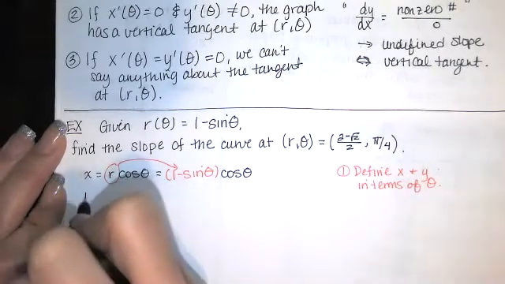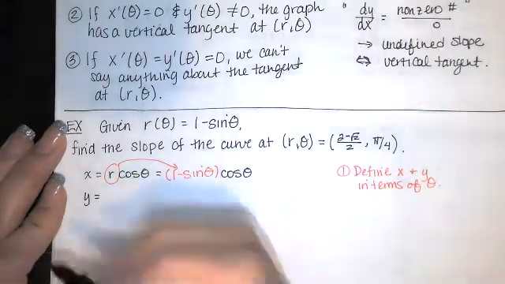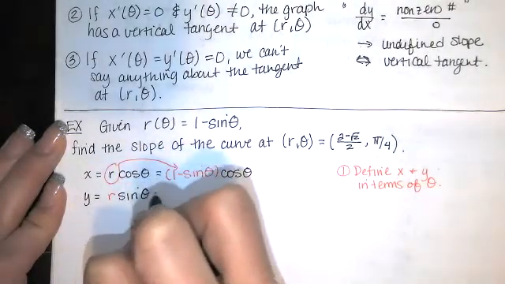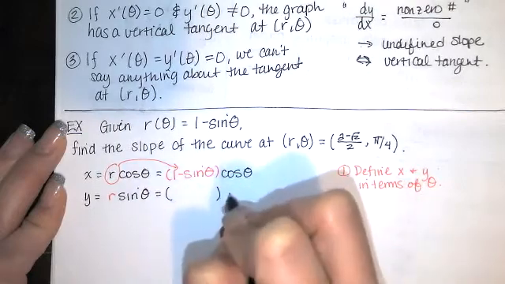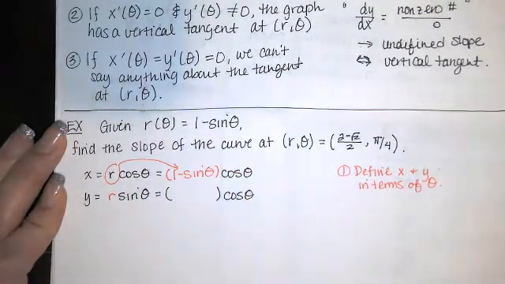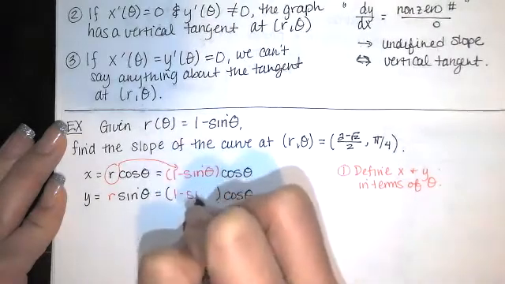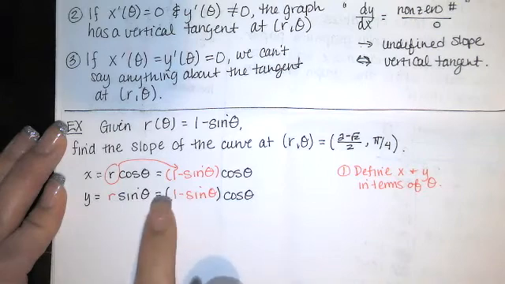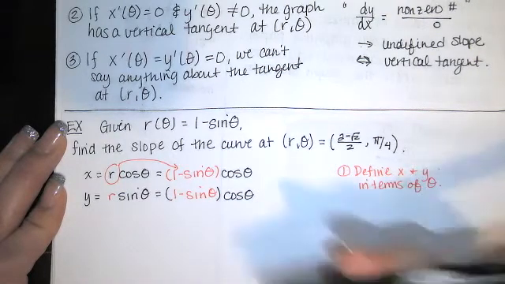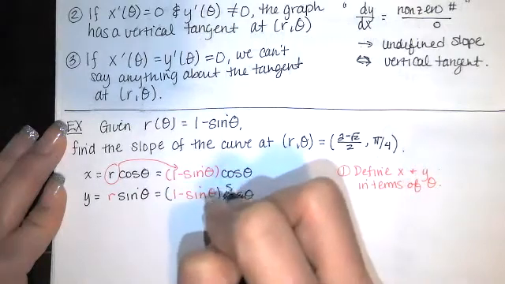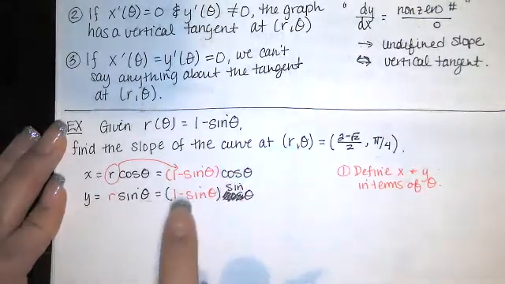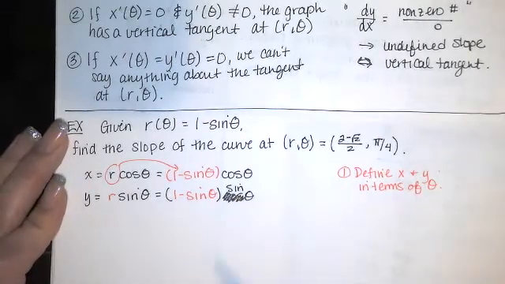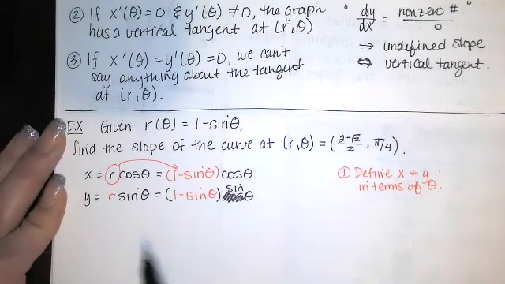So that's your x, and y will be r times sine of theta, but r is 1 minus sine of theta on this curve. Oops. So y is r sine of theta, so we get 1 minus sine of theta times sine of theta, not cosine of theta. So this is my x as a function of theta, and this is my y as a function of theta. Once I have x and y as functions of theta, I'll just differentiate with respect to theta and divide.